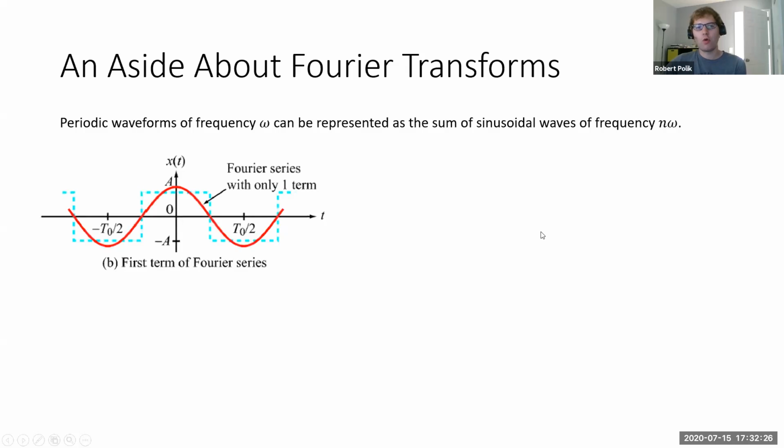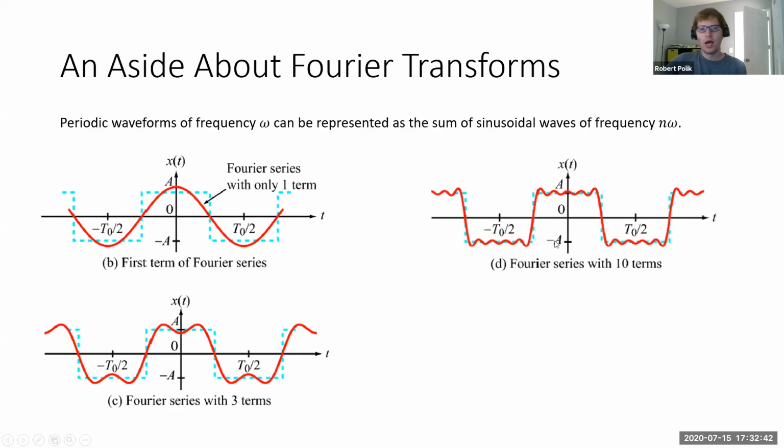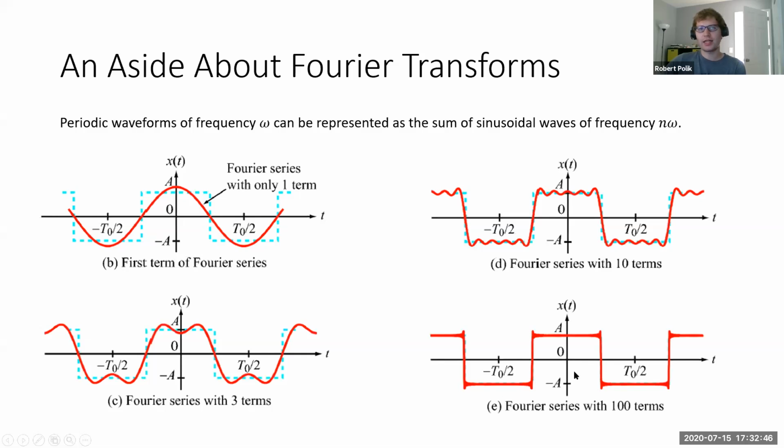So we can throw on one term, and unsurprisingly, it already follows it pretty closely. Now, if we have terms of 2 omega and 3 omega, we get it to follow even more closely. If we add another 7 terms, we get it to follow more closely. And if we add 90 terms, it's almost exactly dead on. And so what this is saying is any periodic waveform is really just a linear combination of sinusoidal waveforms.